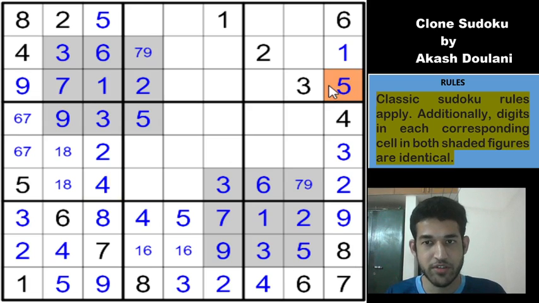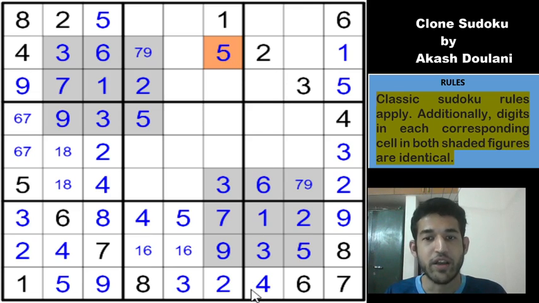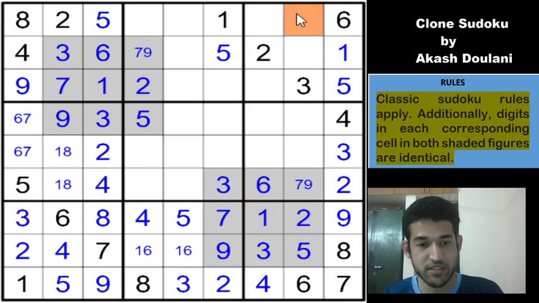Okay, 5 is in row 1 and row 3. 5 can't be in column 5, so which means 5 would have to be in row 2 column 6. Okay, 4 cannot be in column 7. 4 cannot be in row 2, which means this would have to be a 4.